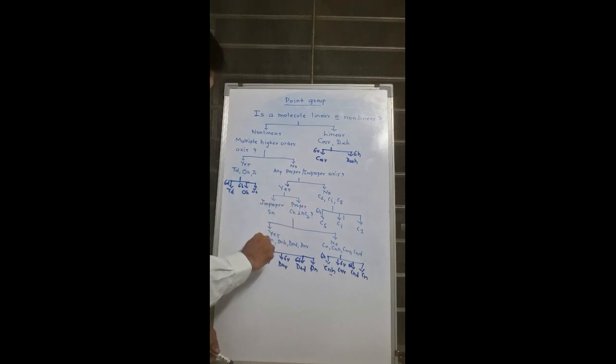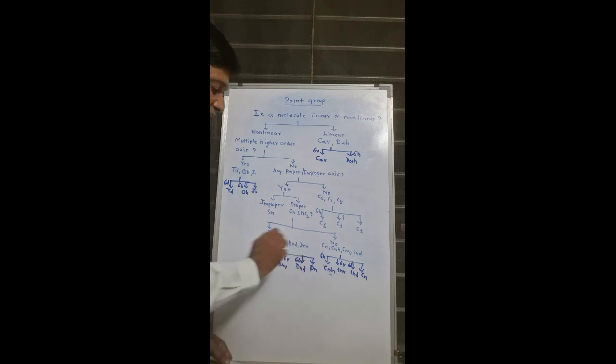If it is yes, then Dn, Dnh, Dnv or Dnd. If sigma h is present, then point group is Dnh. If sigma v is present, then that point group is Dnv. If sigma d is present, then point group is Dnd. If sigma h, sigma v, sigma d all are absent, then Dn.